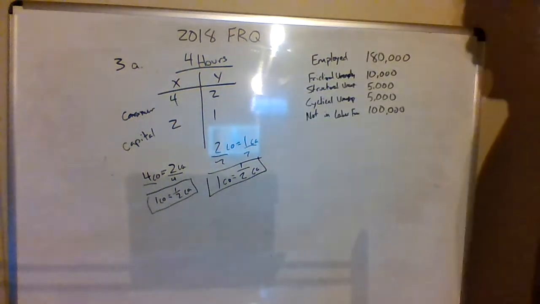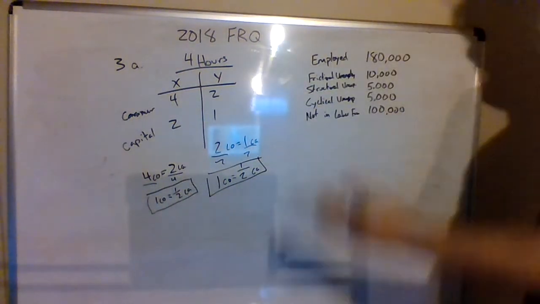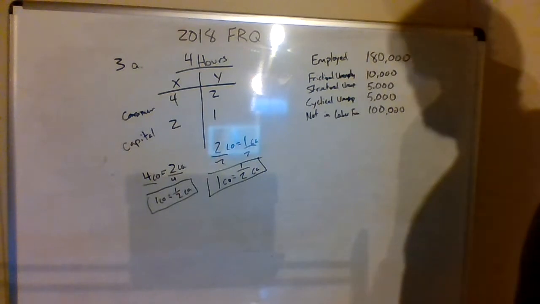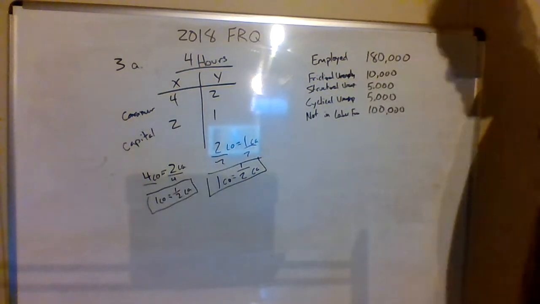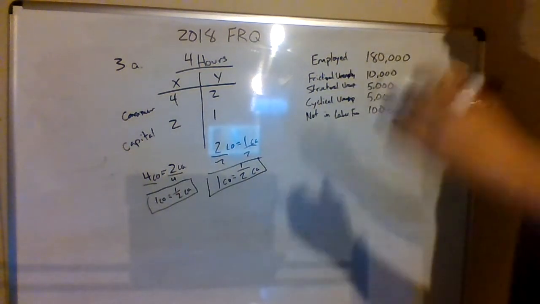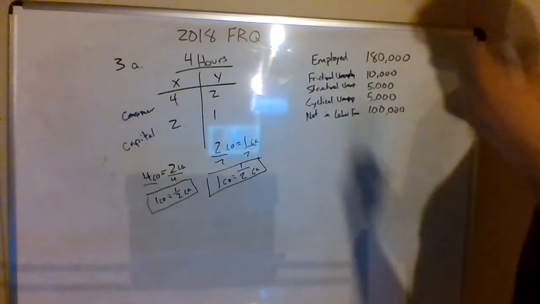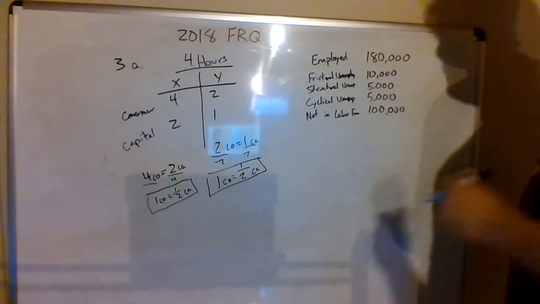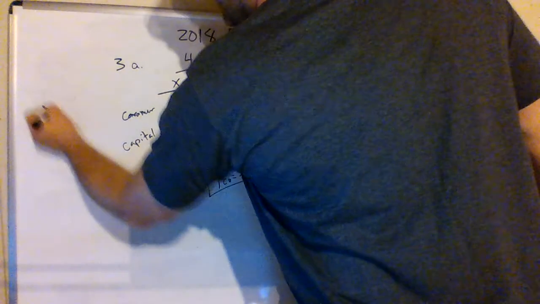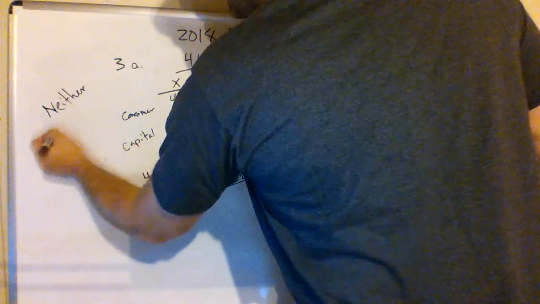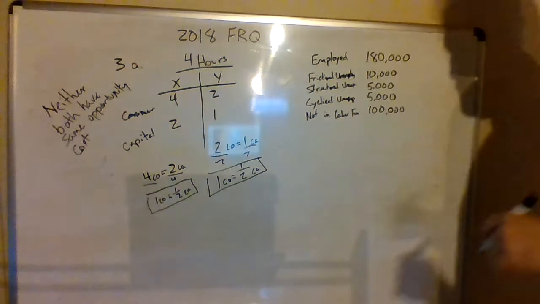They try to throw you a curveball here. They say, which one has it? Neither one has it in this particular case. So the answer is neither. Both have the same opportunity cost is what you'll want to write. Opportunity cost of 1/2. So number 3A is neither. Both have same opportunity cost. That is what you want to know for that.